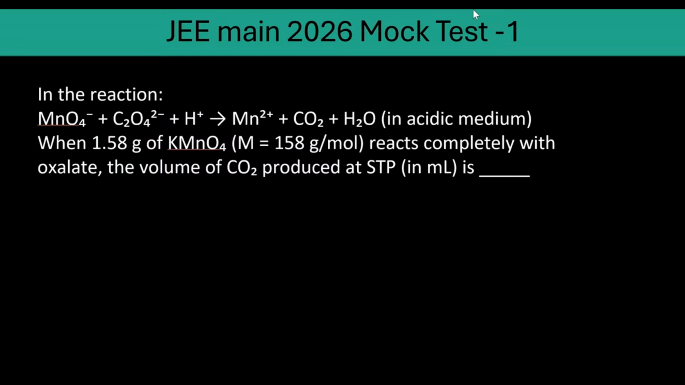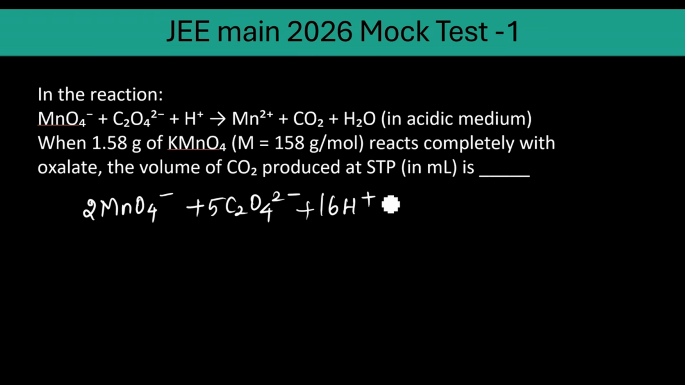In the reaction, MnO4 minus plus oxalate plus H plus, Mn2 plus is formed with carbon dioxide in acidic medium. When 1.58 grams of KMnO4 reacts completely with oxalate, find the volume of CO2 produced at STP. Balance this equation. So the balanced form would be 2MnO4 minus plus 5C2O4 2 minus plus 16H plus gives 2Mn2 plus plus 10 CO2 plus 8 H2O.